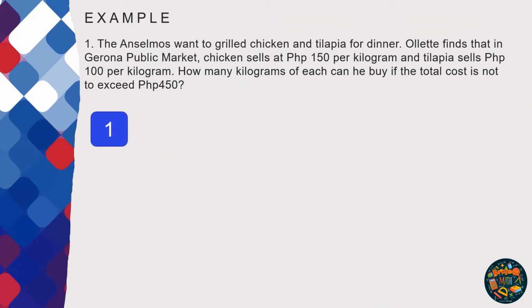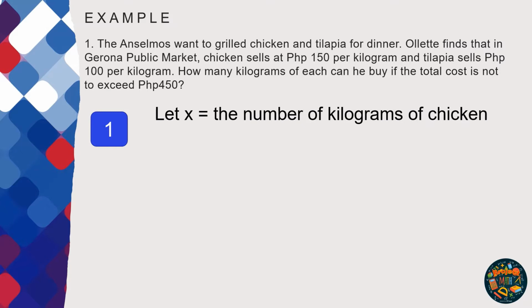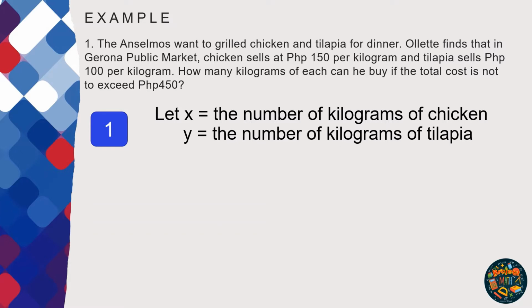So let's find out the unknown and name them. What are the unknown in the problem? So we have here the number of kilograms that Anselmo can buy if he has a total cost not to exceed 450 pesos. So, let us represent them with a variable. Let x be the number of kilograms of chicken. Let y be the number of kilograms of tilapia.